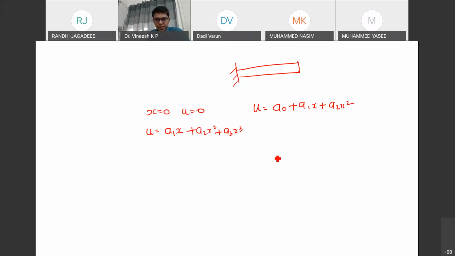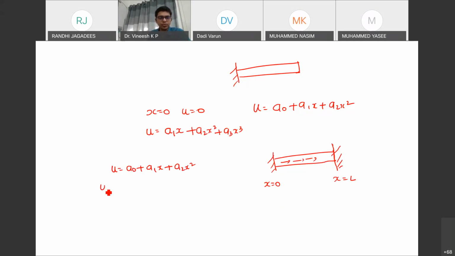Now if the problem is like this, where I am fixing both ends, x equal to 0 and x equal to L, by looking at the problem, I can assume u is equal to a0 plus a1x plus a2x square, like that. Then I can substitute the boundary condition u equal to 0 at x equal to 0.